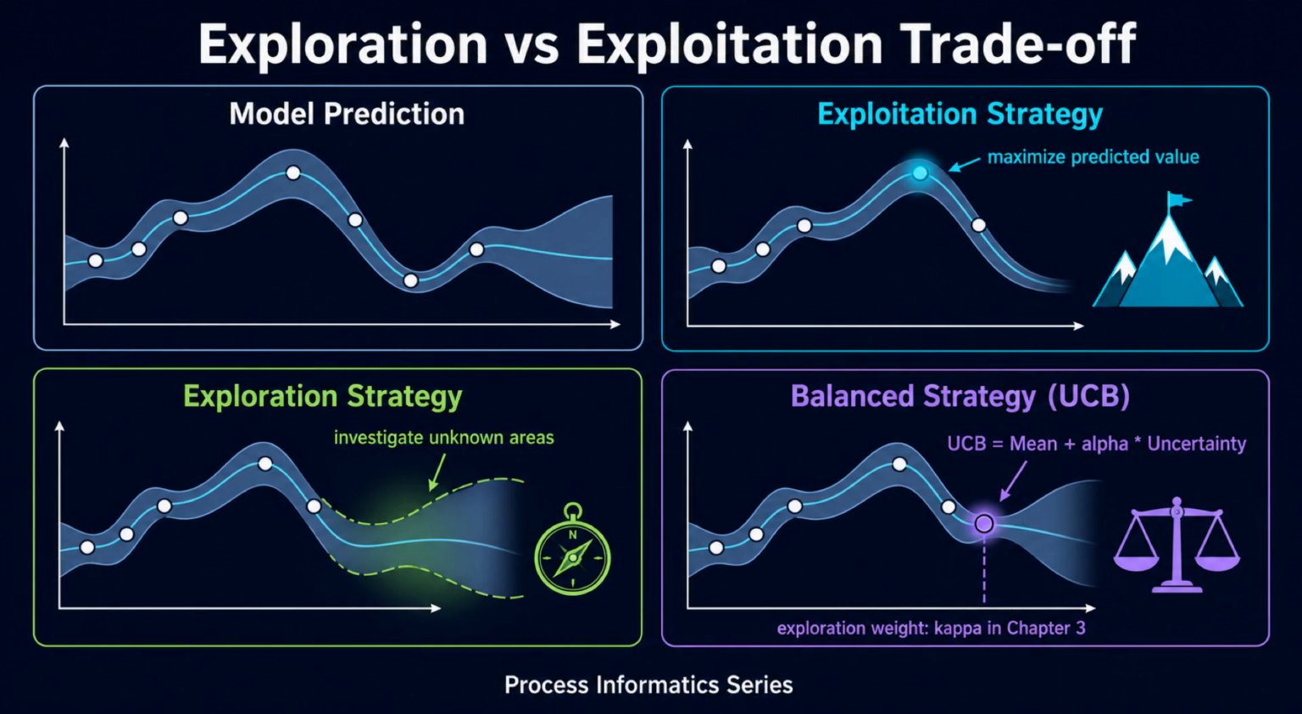The most critical concept in Bayesian optimization is balancing exploration and exploitation. Exploitation means focusing on areas where we expect high performance based on current knowledge. Exploration means investigating uncertain regions where we might discover something even better. The upper confidence bound, or UCB, combines both by adding predicted value to scaled uncertainty. This balance prevents getting stuck in local optima while still making progress toward the global optimum.